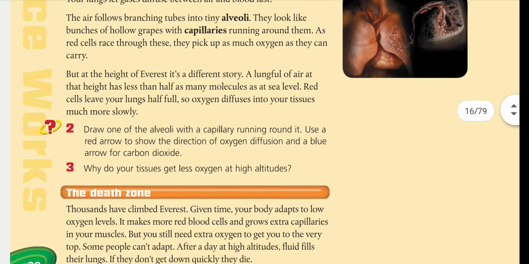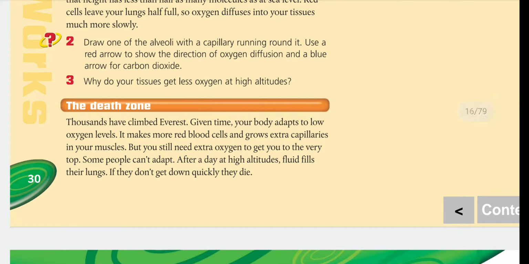So there is not enough oxygen or energy in your body to make you able to breathe. He said that thousands of people climb Mount Everest, and they are given time for their body to adapt to low oxygen levels. They can't adapt to low oxygen levels until they get used to it. So the body makes more red blood cells, which grow faster and are found in a huge amount inside the capillaries, and also inside the muscles, not only inside the lungs.